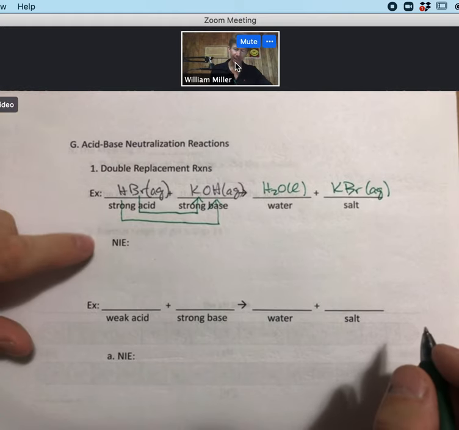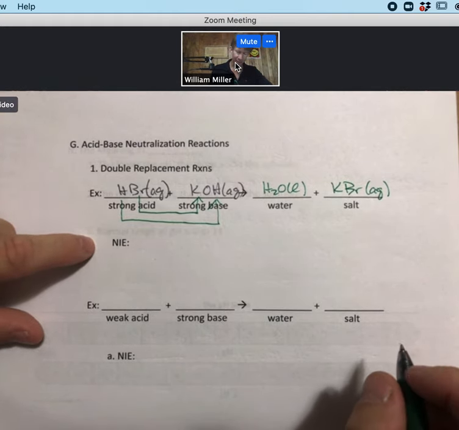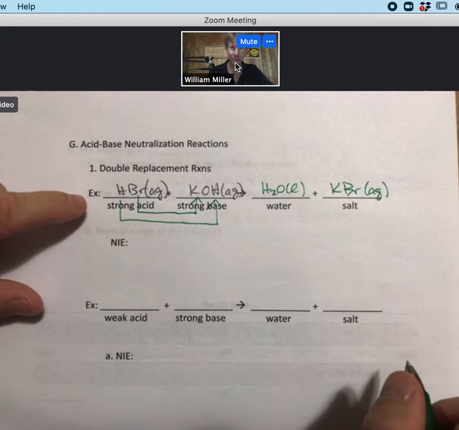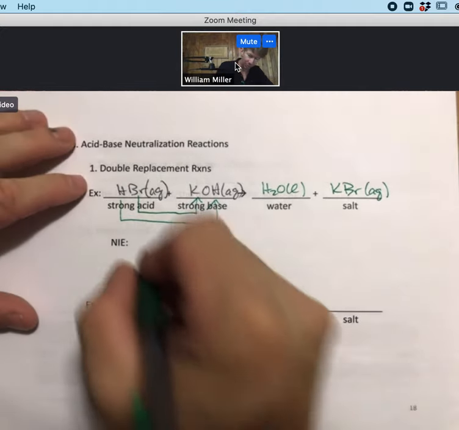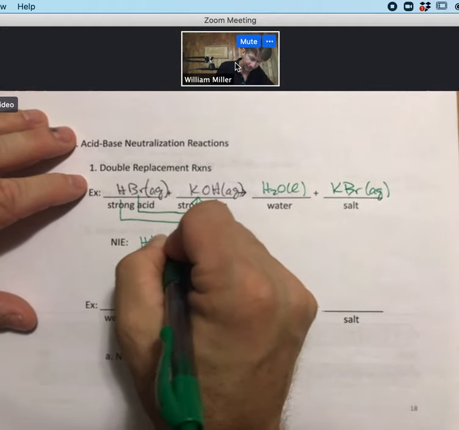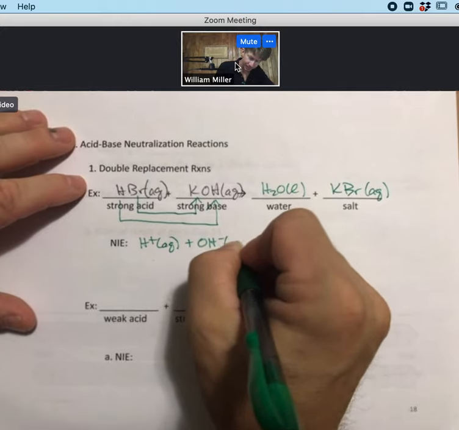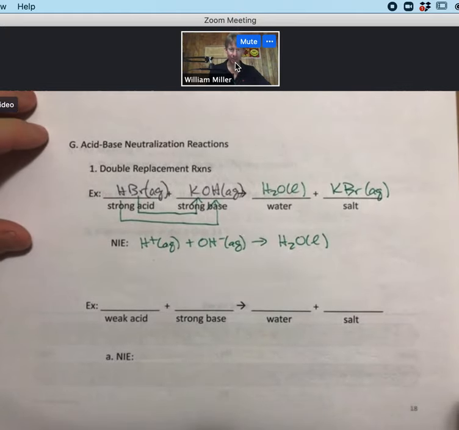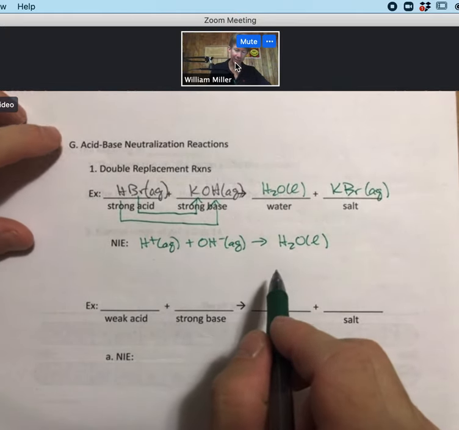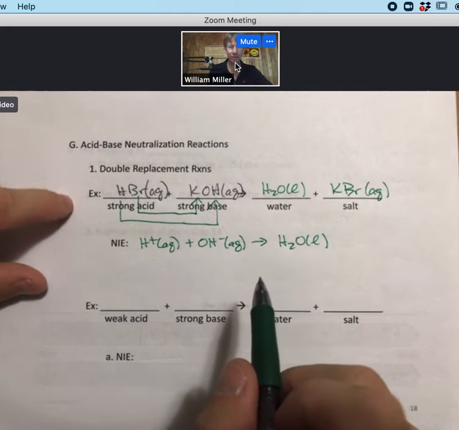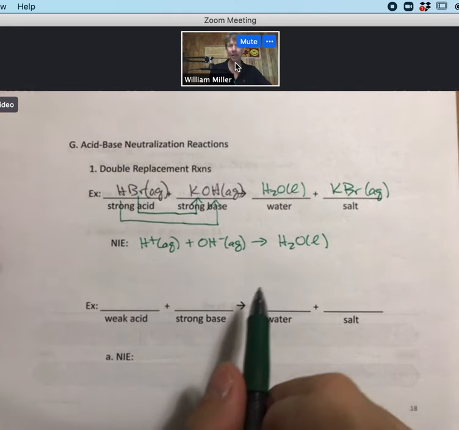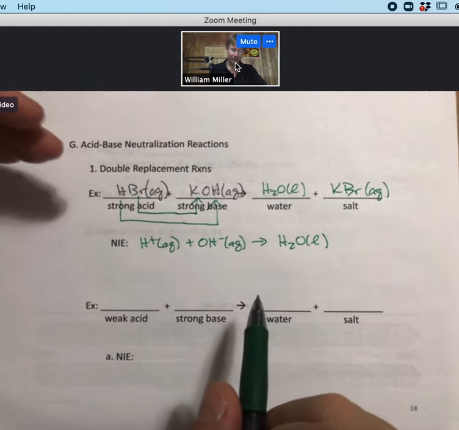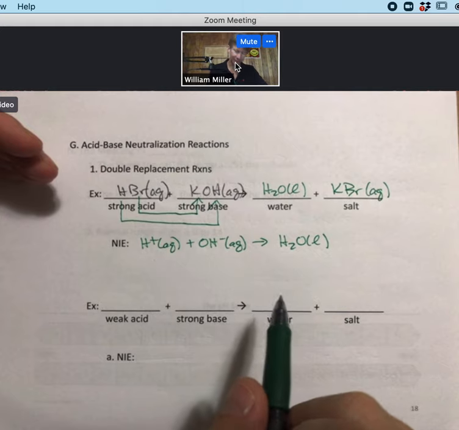And that will be regardless of which strong acid and strong base we use for this course. The net ionic equation, what's really going on in this reaction, no matter which strong acid or strong base we use for this course, excepting sulfuric, will be H plus plus hydroxide goes to H2O liquid. So this is really what's happening when you do an acid-base neutralization. And it's for any strong acid except sulfuric and any strong base that we deal with. And so that's why it doesn't matter which specific strong acid or base you use.